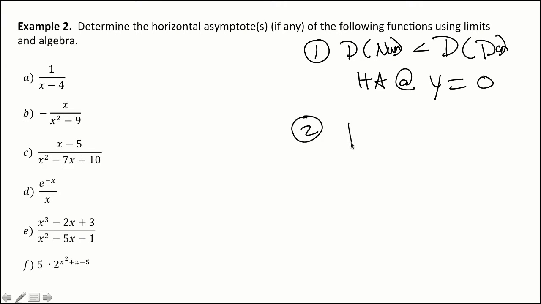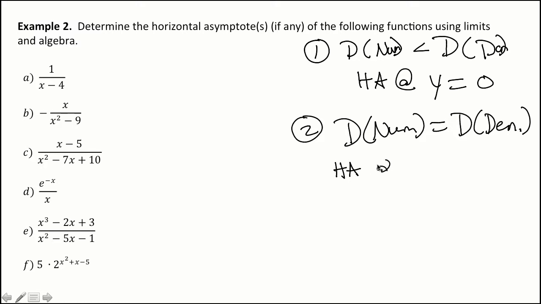The second case was if the degree of the numerator was equal to the degree of the denominator. Then we said that we had a horizontal asymptote at y equals the leading coefficient of the numerator divided by the leading coefficient of the denominator. So it was the ratio of the leading coefficient of the numerator to the denominator.